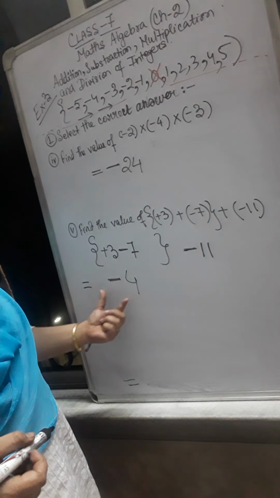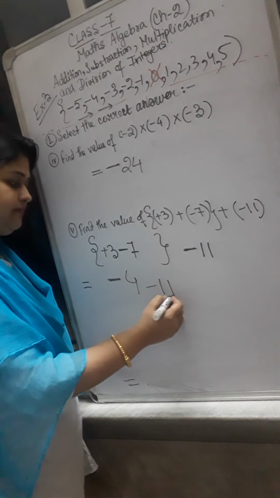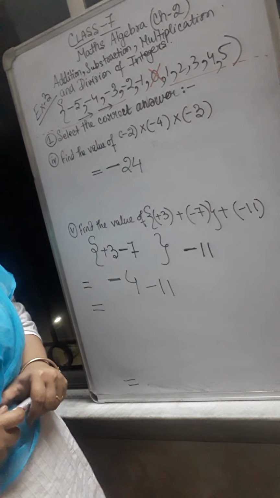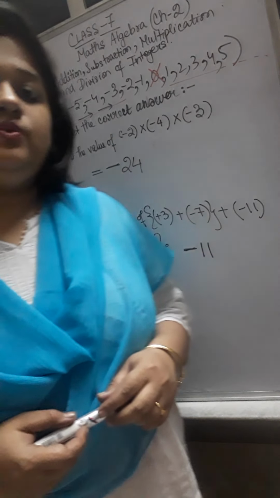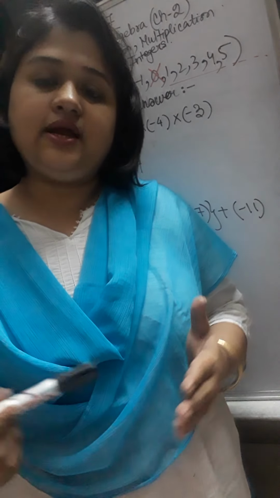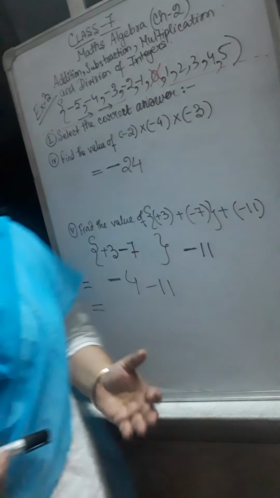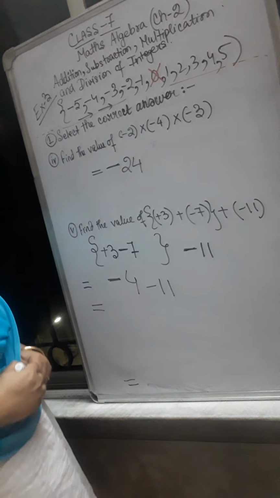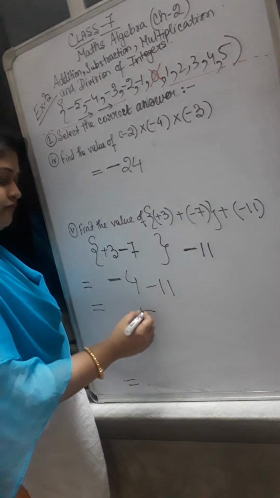Now we will write without the bracket. And what we have outside? Minus 11. Now you will solve. Now check. Both the numbers have the same sign. When you get the same sign, both the numbers can have positive signs, or both the numbers can have negative signs. But they should have the same sign, then only we will add the numbers. Here we will add 11 plus 4, 15.